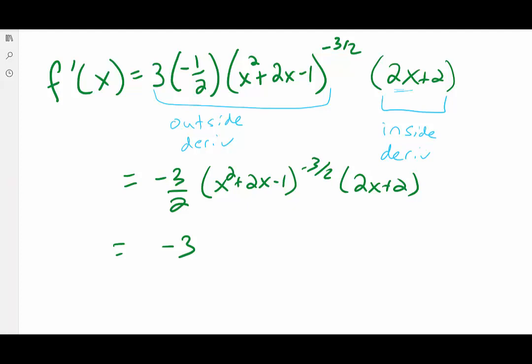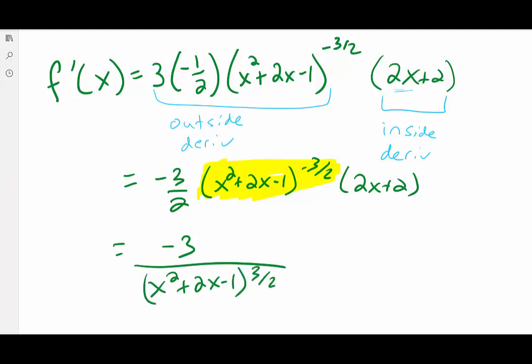That negative 3/2 power there, I want to move this entire term to the denominator. What if I want to write it with positive powers? So that means that needs to go in the denominator. So we have x squared plus 2x minus 1 to the positive 3/2 power.